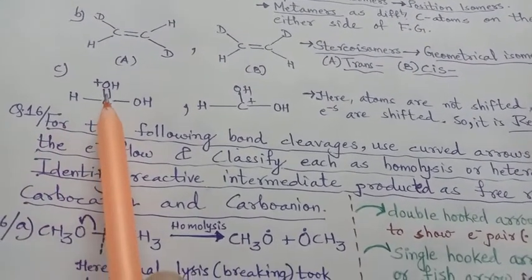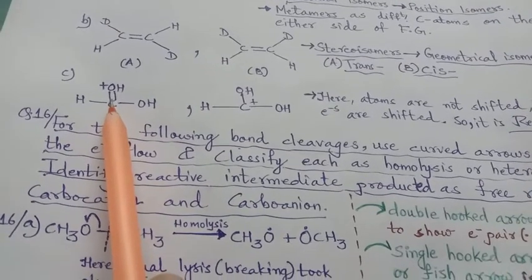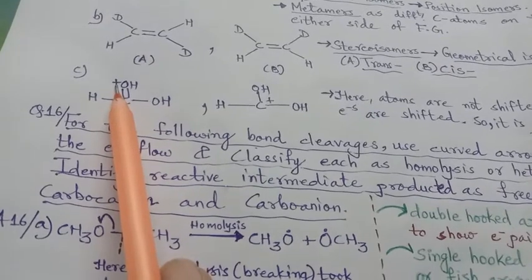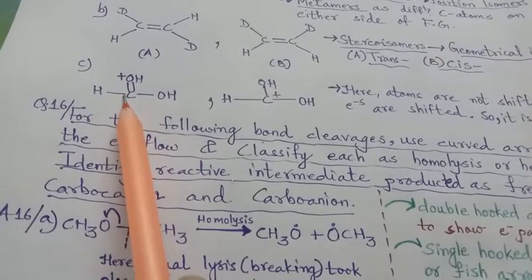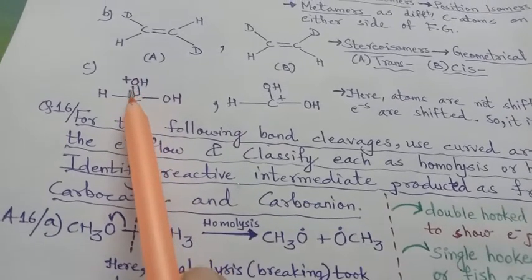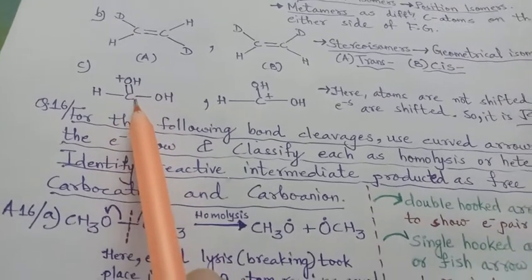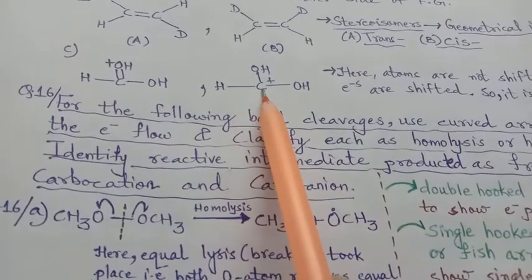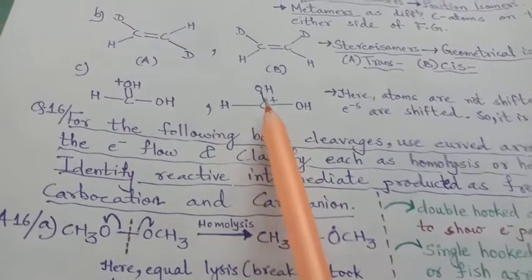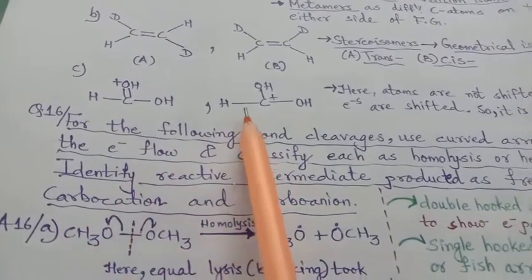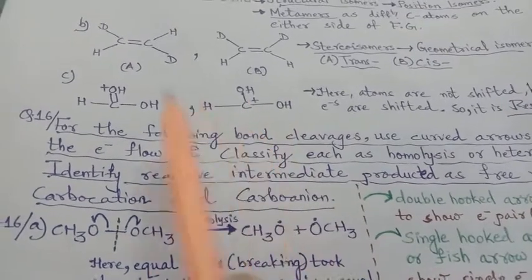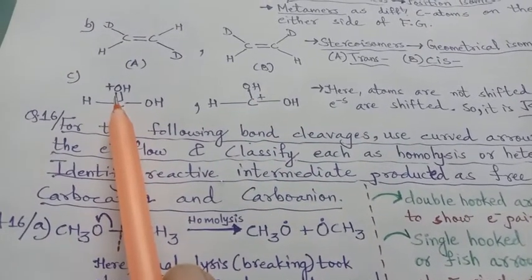And the double bond is there. So what happens over here? This positive charge with the double bond is shifted to the carbon. So it will now be a single bond, and the carbon will behave as a carbocation, right? That is deficient in electrons. So this is not a stereo or a structural isomer. It is just the shifting of electrons.